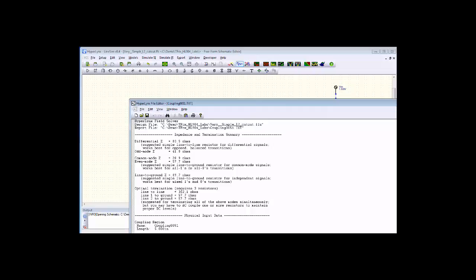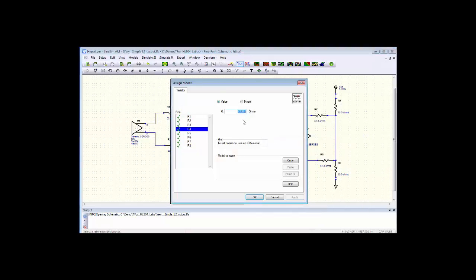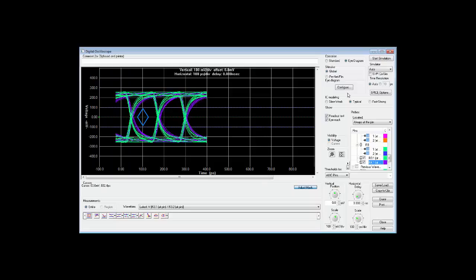But if I do what it told me to do, okay, 302, 57.7. All right, so let's make this 302, make this 57.7, and make this 57.7. Now let's run the simulation again. That's what I had. Okay, so you see that again we're getting good looking waveforms here.